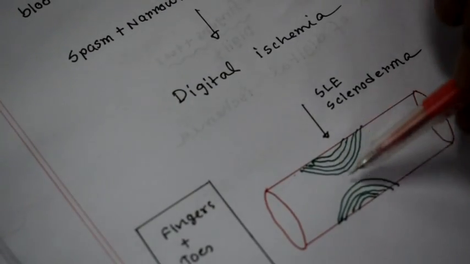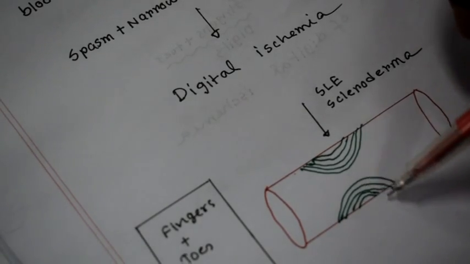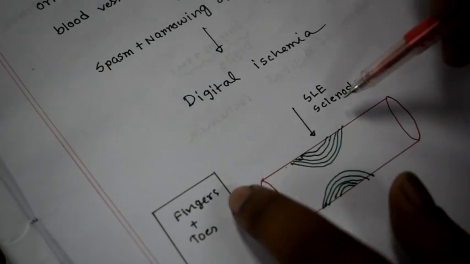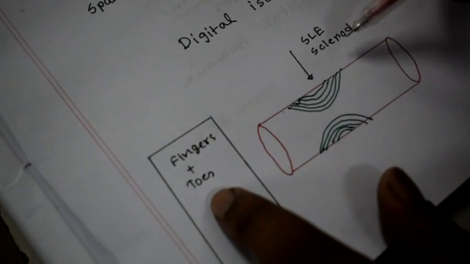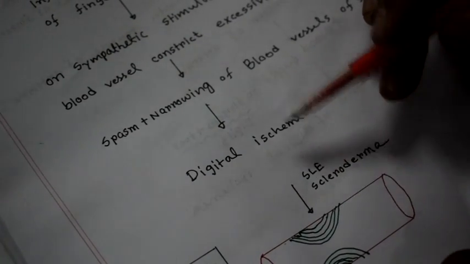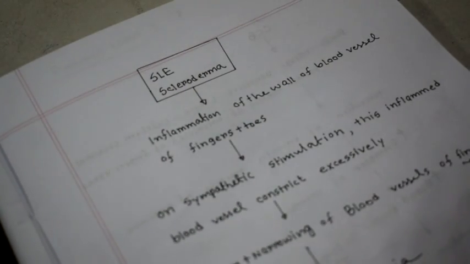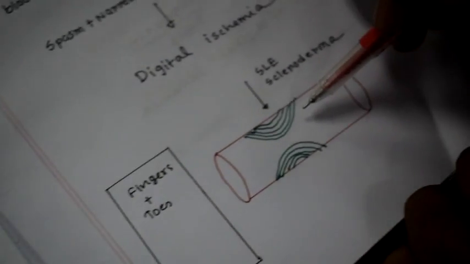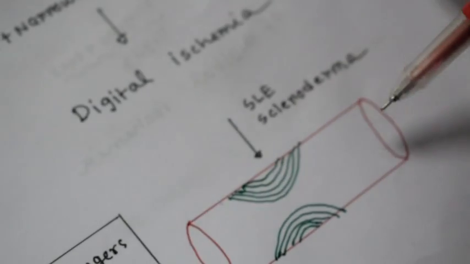When there is excessive constriction and narrowing of the arterioles of the fingers and toes, there is less blood supply to them, so there is digital ischemia, and due to this digital ischemia there is pain, numbness and necrosis. So in SLE and scleroderma, independent of the blood pressure of the patient, you can use nifedipine or amlodipine to relax the smooth muscle of the arteriole, and by relaxing it you can improve blood flow to the fingers and toes.